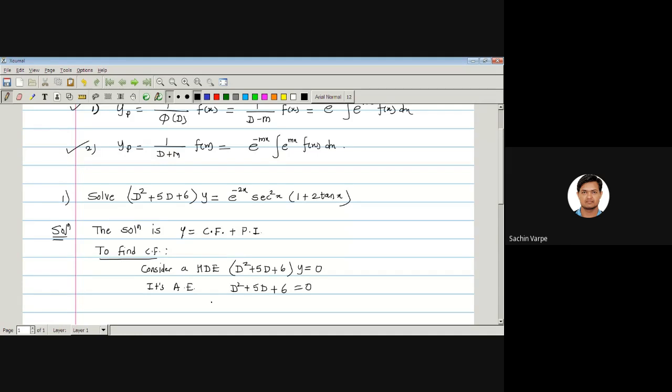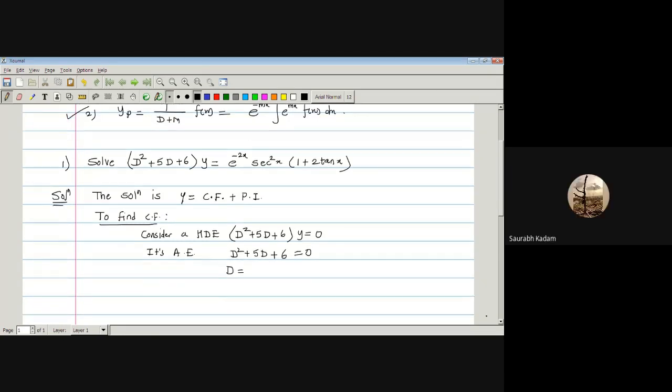So what are the roots of the auxiliary equation? D equals minus 2, minus 3, which are real and distinct, right? So what is the formula for real distinct roots? Complementary function is equal to, yes, any one of you? C1 e to the power minus 2x plus C2 into e to the power minus 3x. Very good. CF is equal to this.